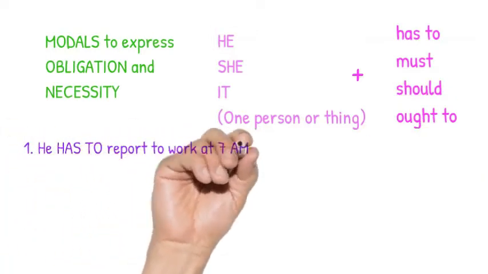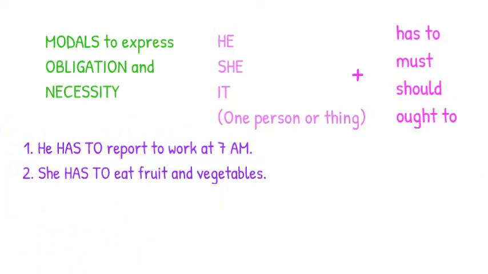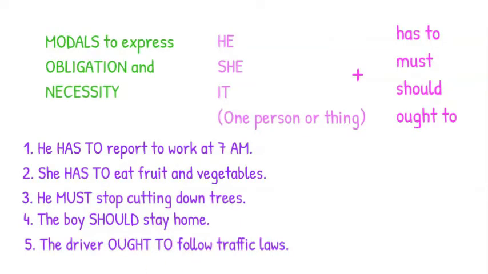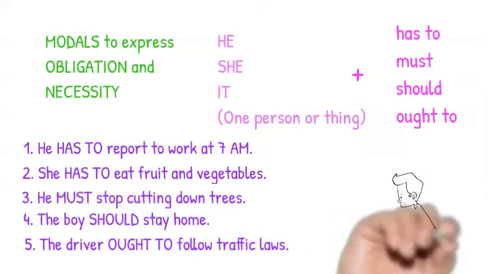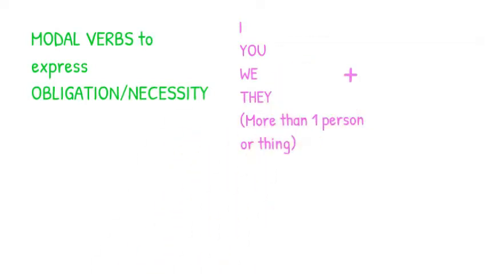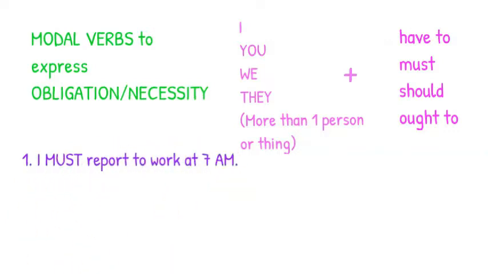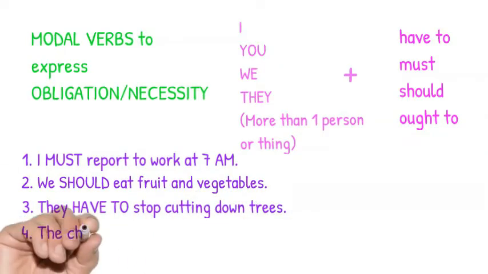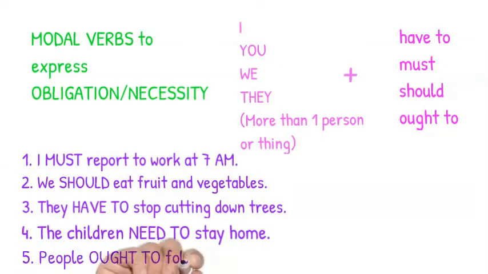If your subject is singular, like he, she, it, or you're referring to one person or thing: has to, must, should, ought to. Look at examples. If you use I, you, we, they, or more than one person or thing, the modal verbs to express obligation and necessity are have to, must, should, ought to. Here are your examples.